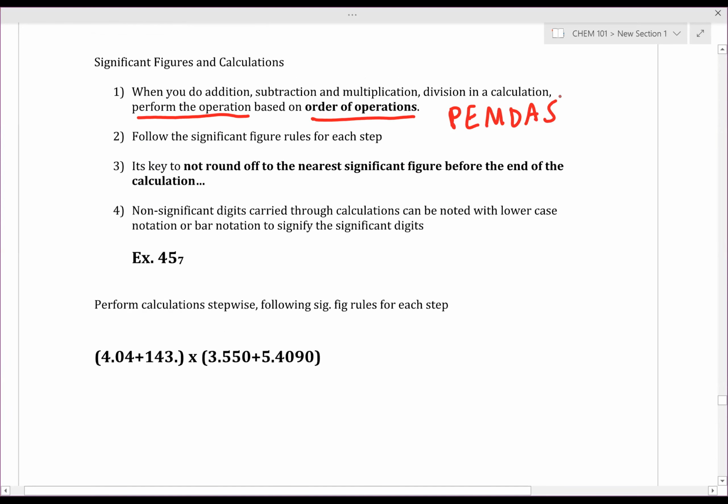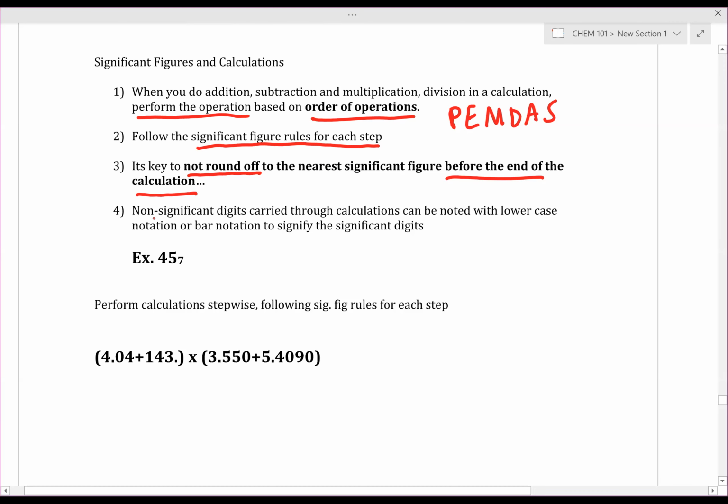Essentially, you're going to deal with parentheses, then exponents, multiplication, division, then addition and subtraction. So we're following order of operations, and all you have to do is follow the significant figure rules for each step. Treat each step individually. Now, the key feature for multi-step calculations is do not round off before the end of the calculation. So we're going to have to develop a method of keeping track of our significant digits because you should not round before you're done. That can introduce rounding error and your answer can be dramatically off.